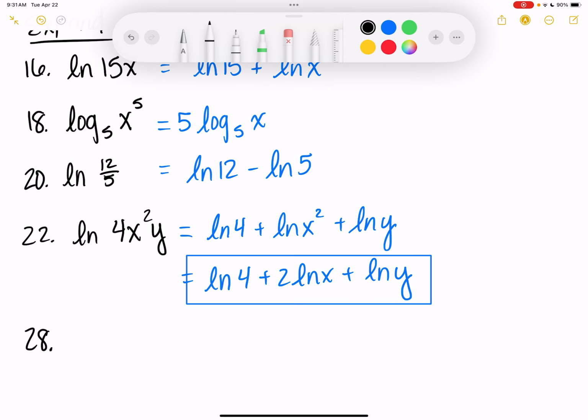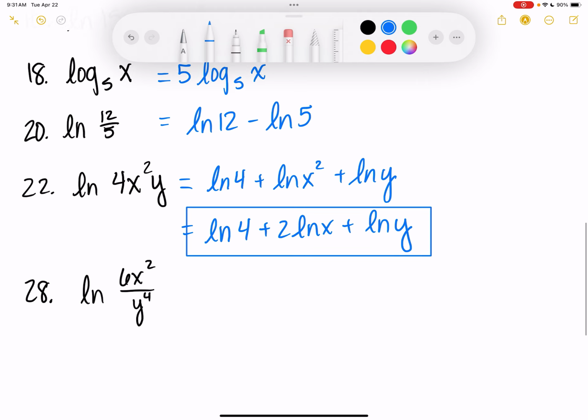ln of 6x squared divided by y to the 4th. Oh, I know how to do this one. Okay, then tell me how to do it. It's going to equal 2 ln x. I mean 2 ln. No. 2 ln 6x minus. No, because only the x is squared. Why don't we do it in like several steps? No, but that's, yeah, not fun.